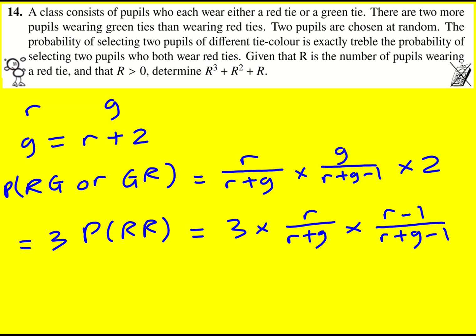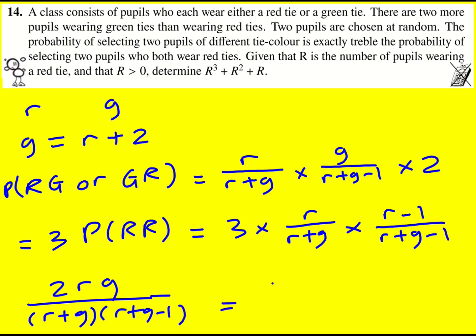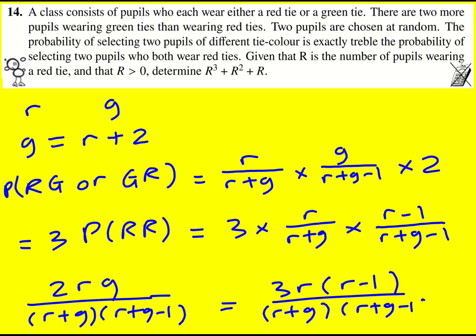Right, let me write it out again. Actually, why don't I put it all over a single fraction? So 2RG over R plus G times R plus G minus 1 is equal to 3R times R minus 1 over R plus G times R plus G minus 1. Actually, these just cancel out at this point, and the R's cancel out as well. R is not going to be 0, so I can do that.